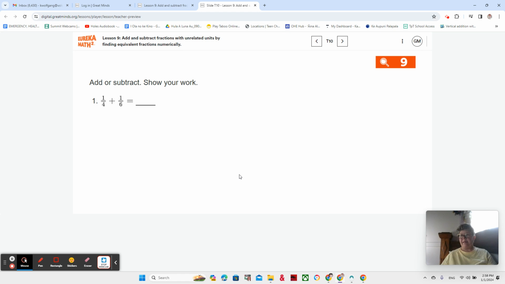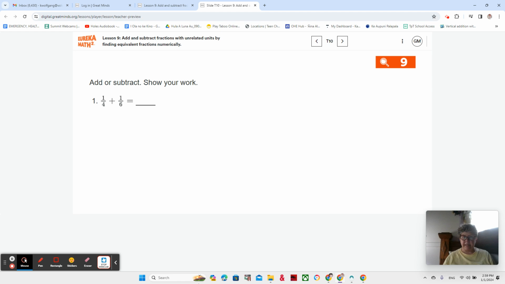Do we need to rename one of them, or do we need to rename both of them? Yep, we're going to rename both of them because we can't change a 4 into a 6 or a 6 into a 4. So we have to change them both. There's a couple of different ways that we've been doing this, and this is our last lesson on studying this particular method. So let's talk about the different ways.